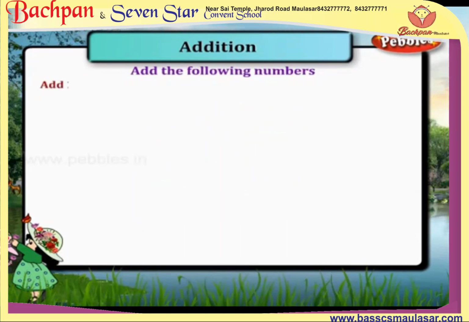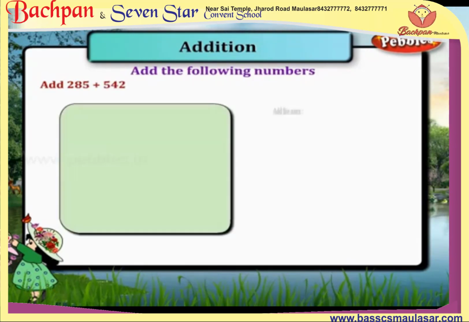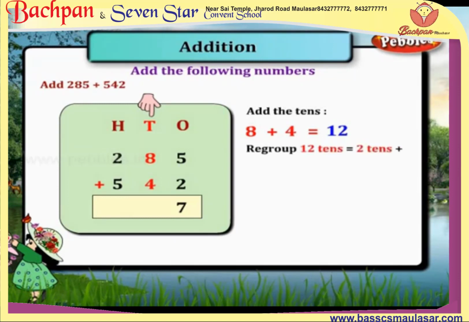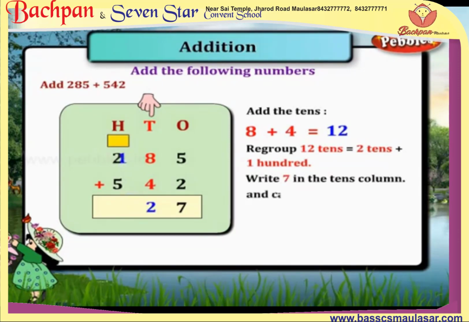Add 285 to 542. Add the ones. 5 plus 2 is equal to 7. Write 7 in the ones column. Now add the tens. 8 plus 4 equal to 12. Regroup 12 into 2 tens and 100. Write 2 in the tens column and carry over 100 to the hundreds column.